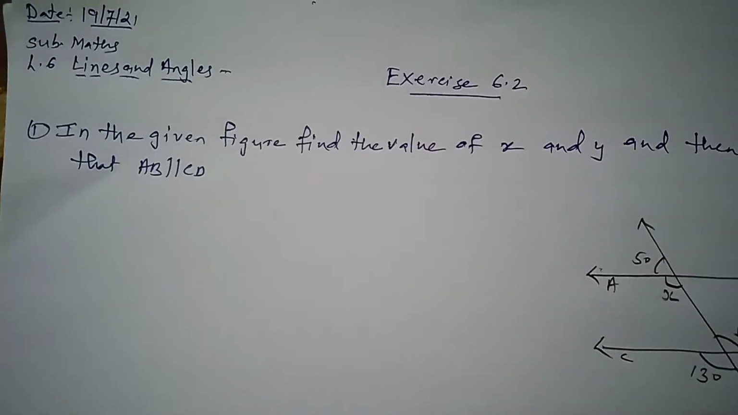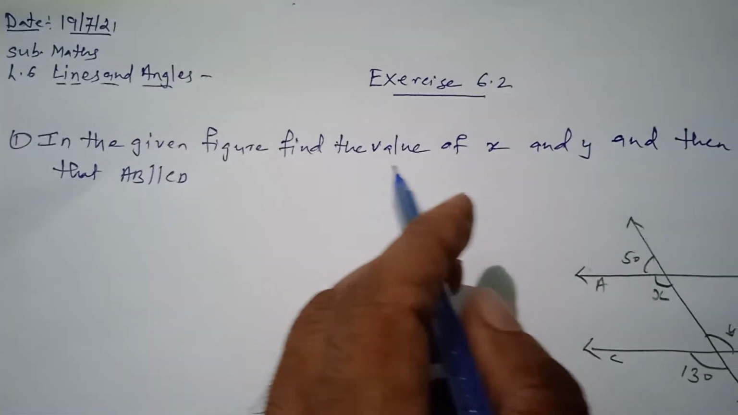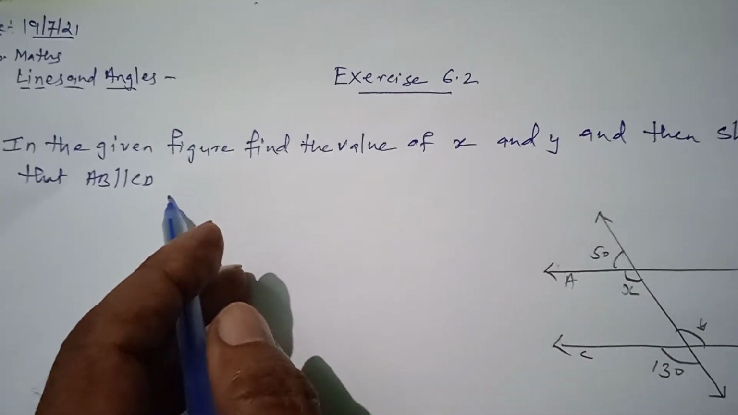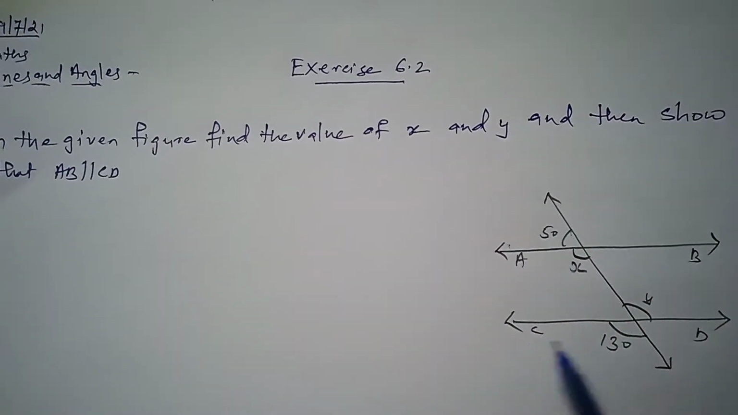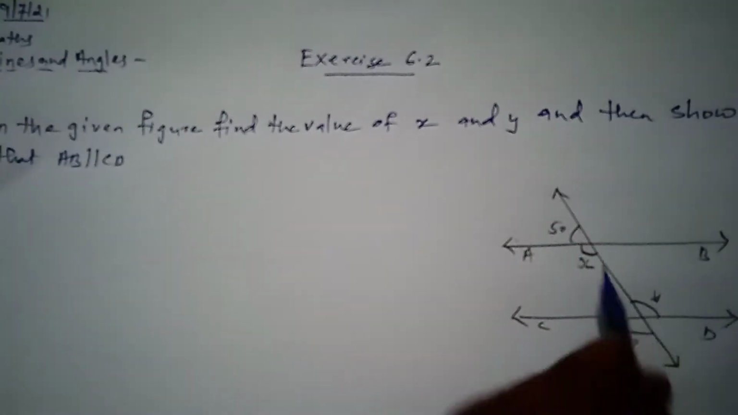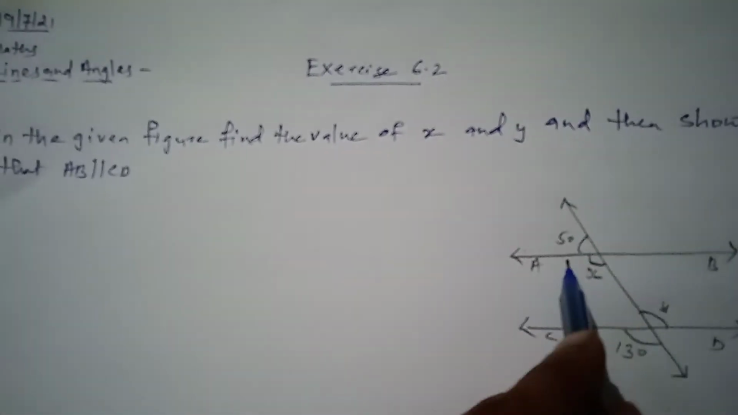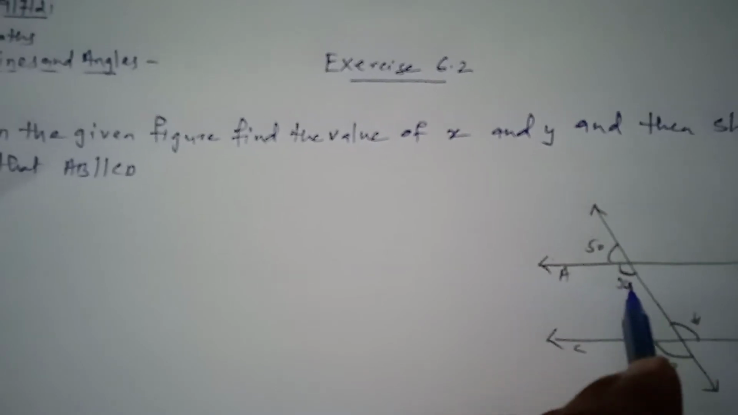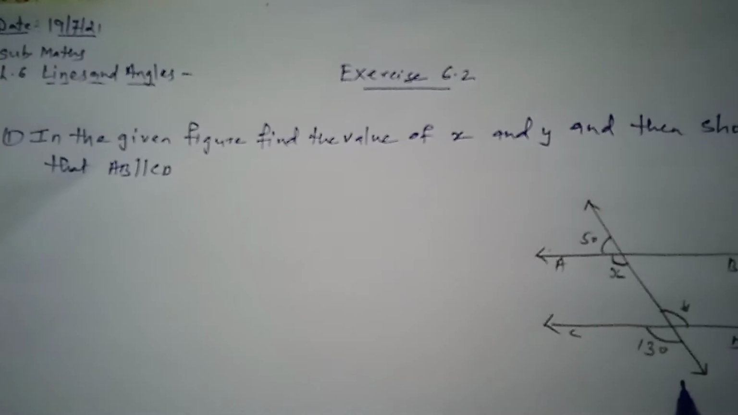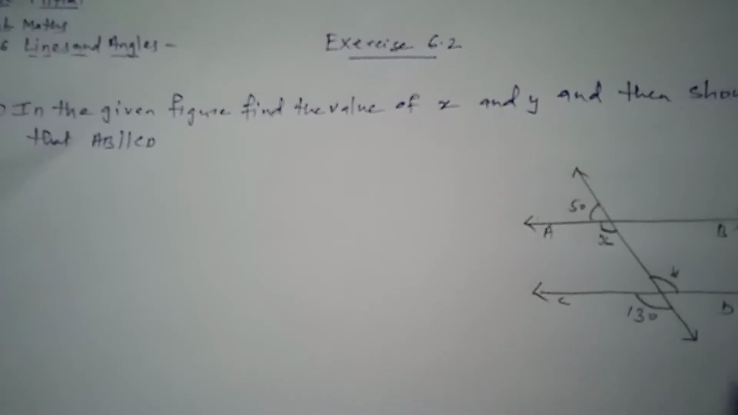After completing exercise 6.1, now let us start exercise 6.2. In the given figure, find the value of x and y and then show that AB parallel to CD. Two parallel lines AB and CD and one transversal line intersect at two distinct points, that is X and Y. Angle AXT, 50 given, and CYW, 130 given.